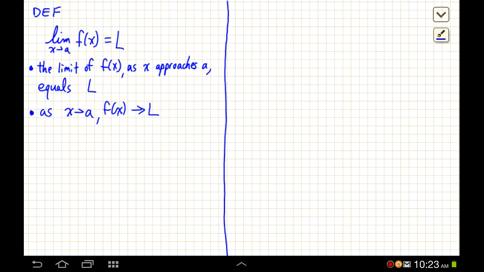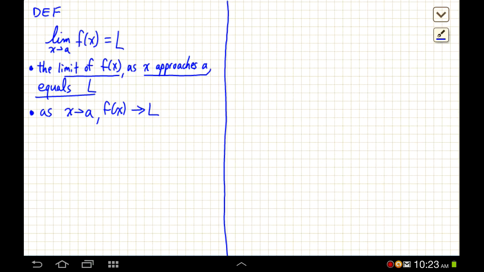Let's begin by recalling the definition of a limit. The statement limit as x approaches a of f of x equals L verbally means this is the limit of f of x as x approaches a equals L. Another way of saying it is, as x approaches a, f of x approaches L. In other words, what is the value of f of x near a, rather than what is the value of f of x at a. So this is the definition of a limit.